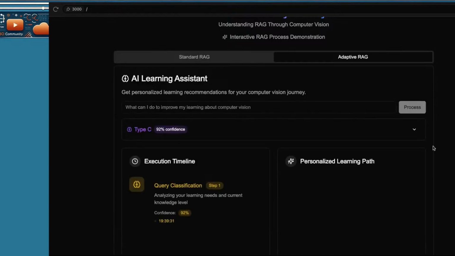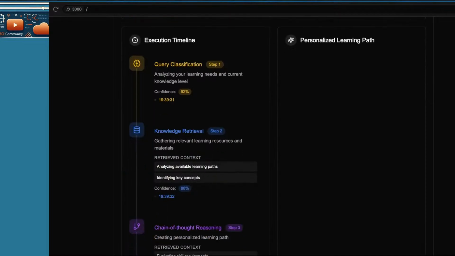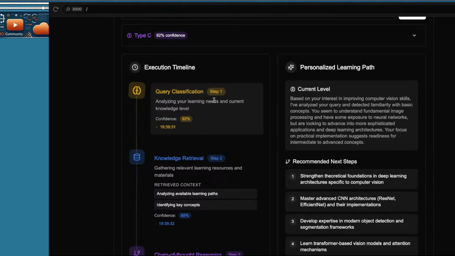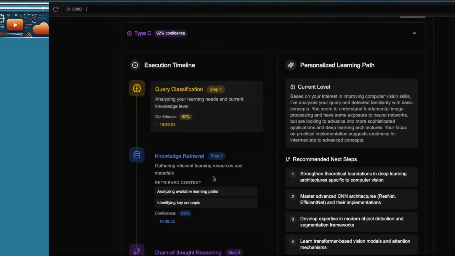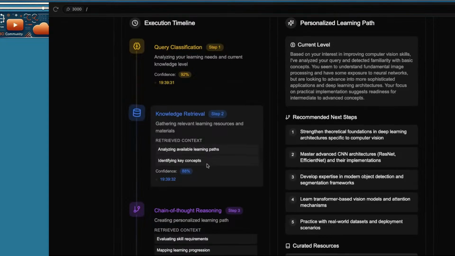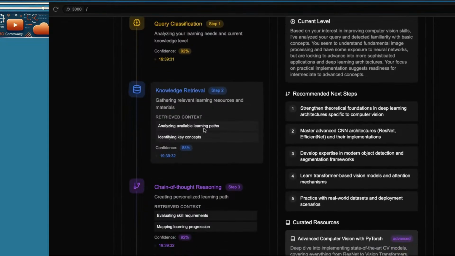So if I process this, this is an example of adaptive RAG. On the left-hand side is a timeline of what we're doing here. First of all, we're doing query classification, analyzing the learning needs and the current knowledge level, so we're pulling in certain bits of information there. Next, we're doing the knowledge retrieval, pulling in context that's relevant for us, like the available learning paths and identifying key concepts.